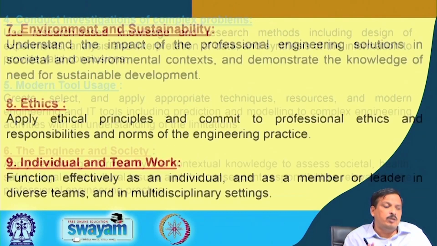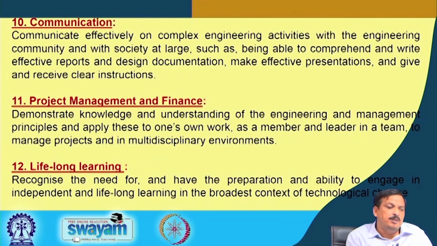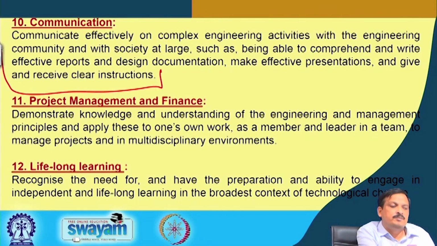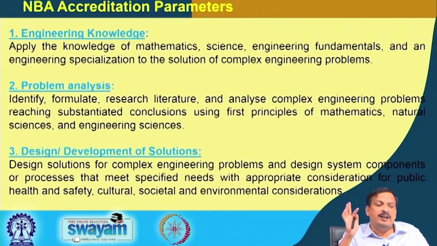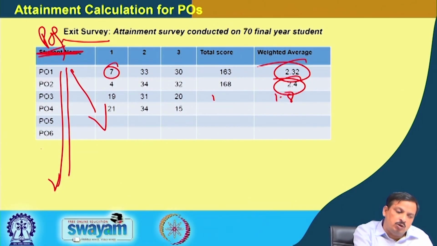Do not say communication ability, it does not have a meaning. If you read the communication outcome here, it is different: communicate effectively on complex engineering activity. So, write this one. Or when you write your PO on your own adaptation, you write that PO. If your PSO and PO are different, you write the PSO also here.